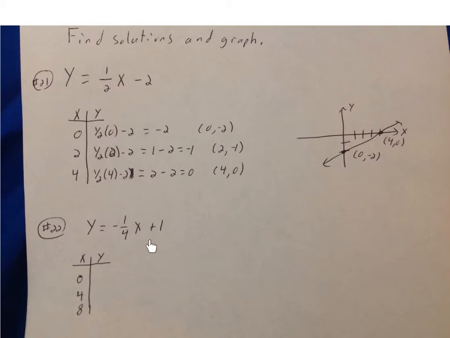The other one you mentioned, where the denominator of the fraction is 4, it's very similar. 0 is again real easy to work with, but I'd pick multiples of 4, such as 4 and 8. Just makes the arithmetic easy.